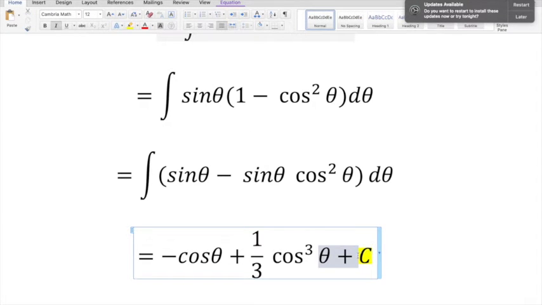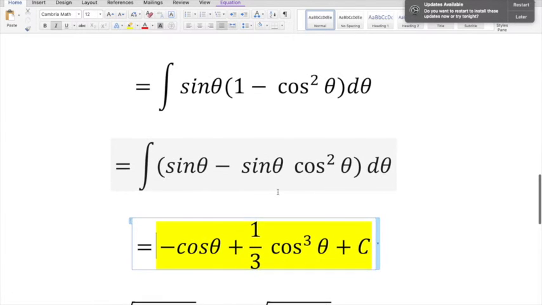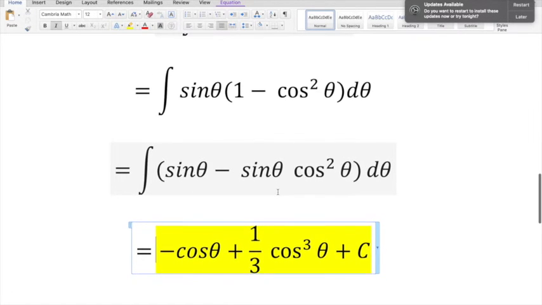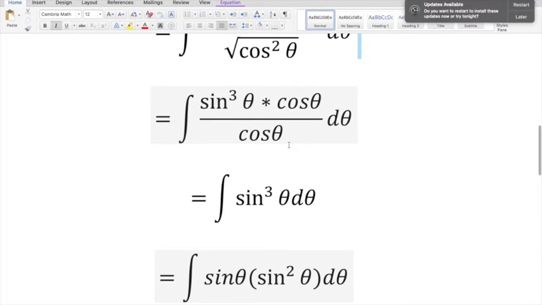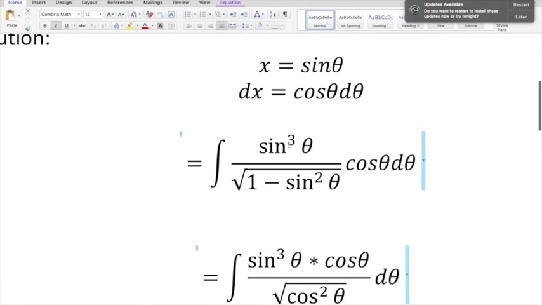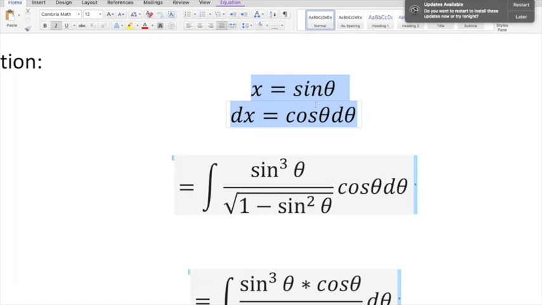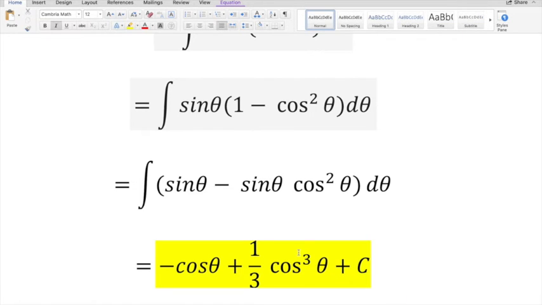The c is a constant because, as we said, this is an indefinite integral, so plus c is very important in this part. Although we finished the sine and cosine theta part, we still need to go back. We used substitution, so we need to substitute back for x. We know x equals sine theta. So right now we need to substitute back for cosine theta.